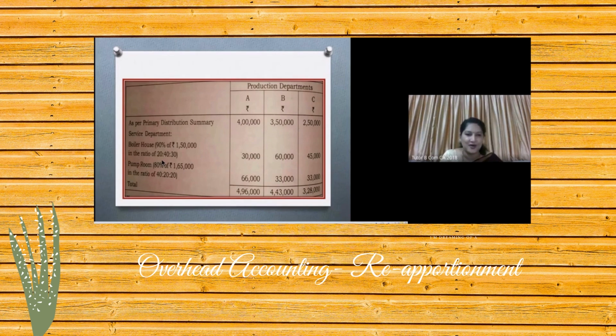Right. Now, in case of pump room, what do we do? 20% is given to boiler house. We have shared it. We finished it. Now, the rest, 80%, needs to be shared between A, B, and C, which is given in the ratio of 40:20:20, which we are doing. So the total of primary plus the secondary distribution will give us the total overhead expenses of production departments A, B, and C. Okay, it will be very clear once you do it.